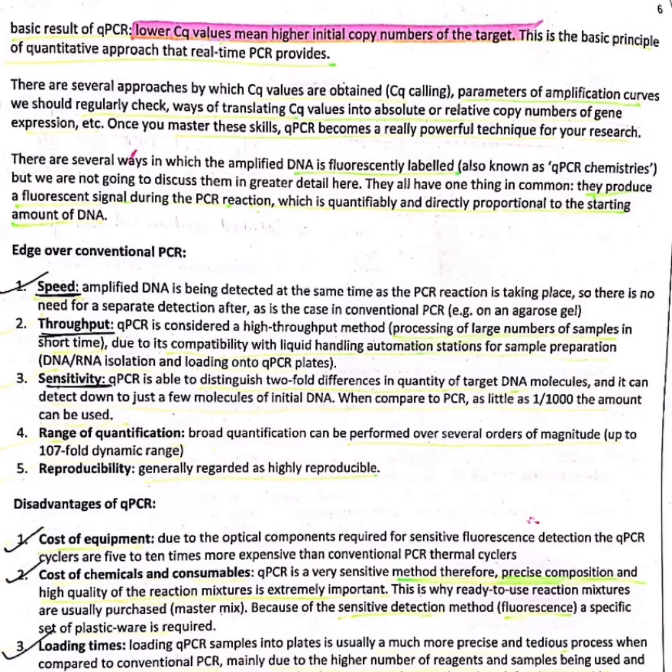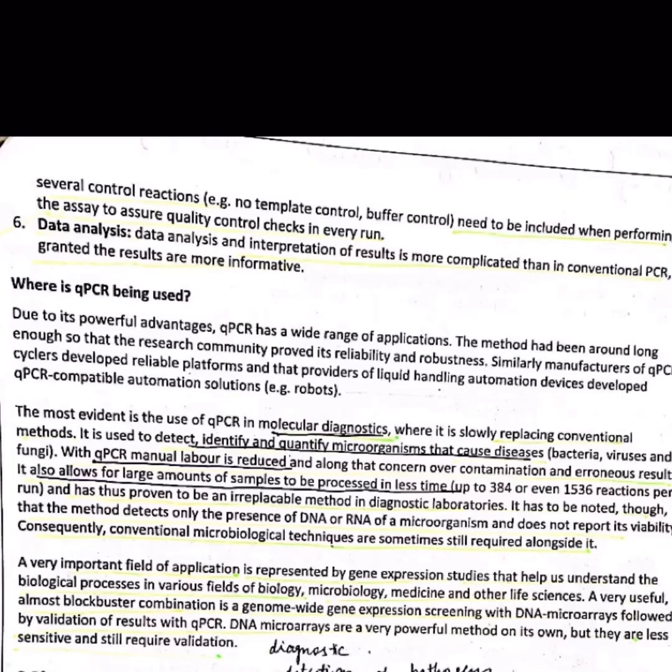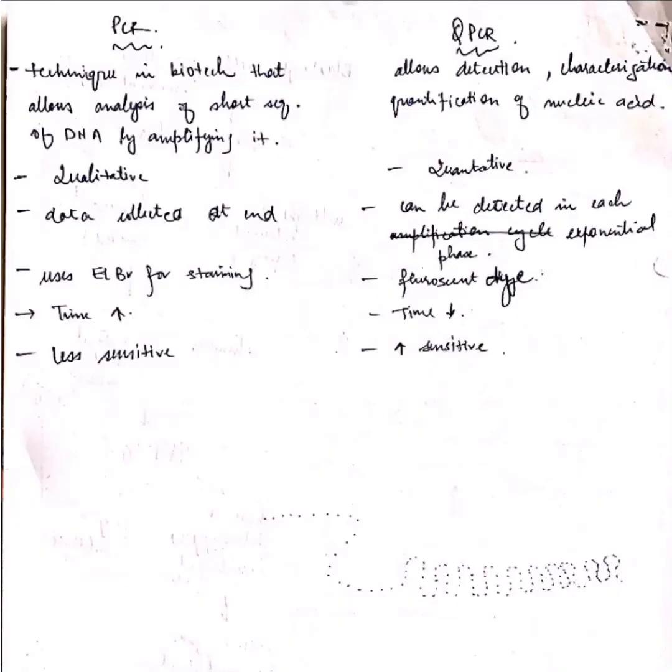Now here are some advantages of using conventional PCR and also some disadvantages of using real-time PCR. It is given in detail. You can pick up any 2 to 3 points and explain them well in your answer. And why and where qPCR is being used, you can also gather information on it and mention in your answer. Now this is the difference between PCR and real-time PCR.